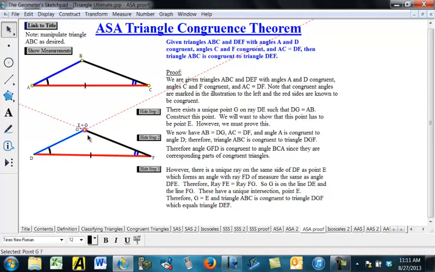And we've proved that. So, what do we know? We've already proved that triangle BAC is congruent to triangle GDF, but GDF is the same as EDF. So we have proved the two triangles are congruent.